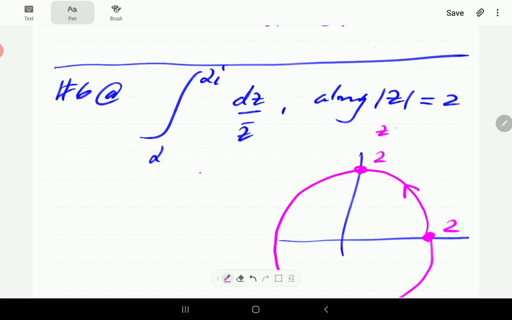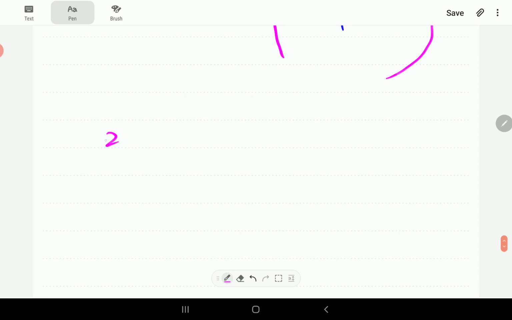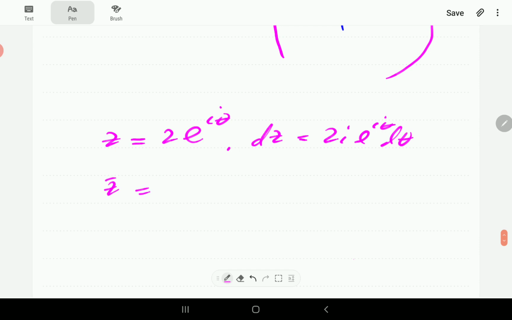Again, this means z is 2 e to the I theta. We're going to need mod z bar, 2. We're also going to need dz, which we've already seen. It's just going to be 2I e to the I theta d theta. Z bar is going to be 2e to the minus I theta.